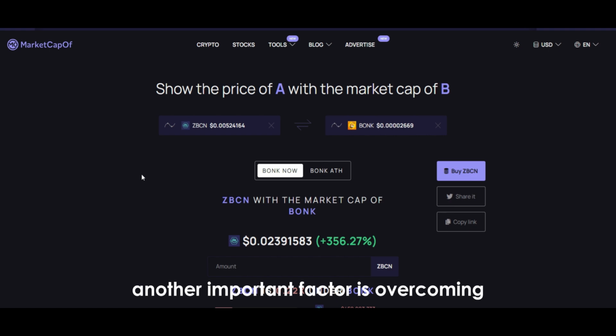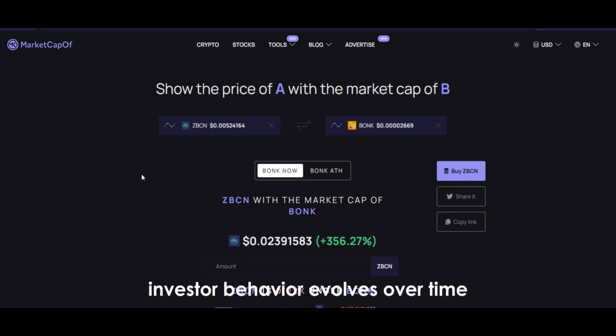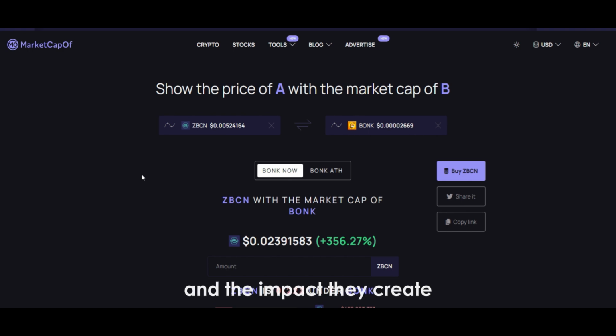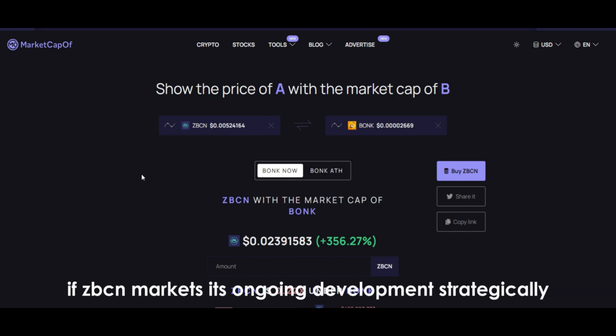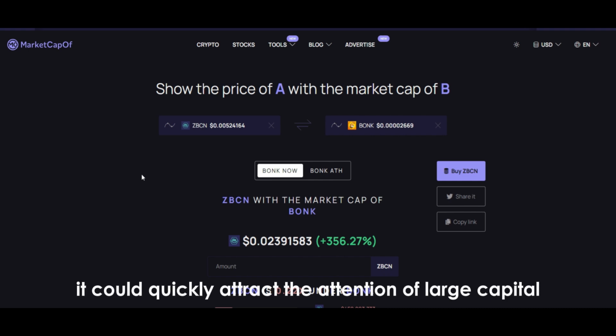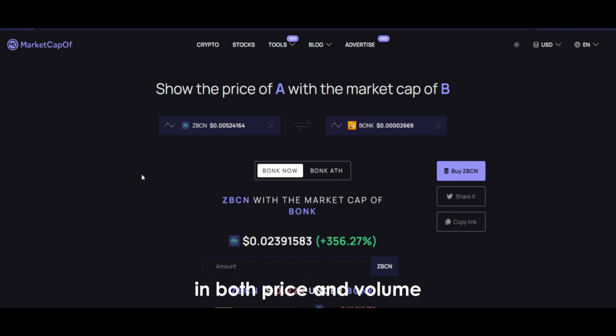Another important factor is overcoming the psychological barrier. While BONK may have a broader user base now, investor behavior evolves over time. Interest in new projects increases in proportion to the solutions they offer and the impact they create. If ZBCN markets its ongoing development strategically and takes steps to build investor confidence, it could quickly attract the attention of large capital investors. This could lead to significant jumps in both price and volume.